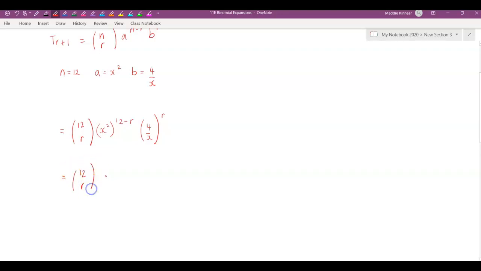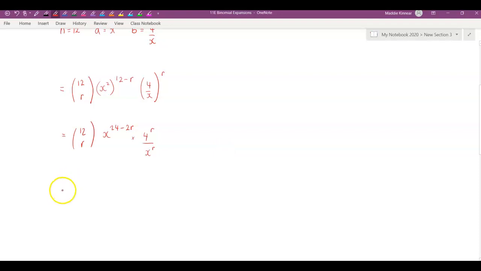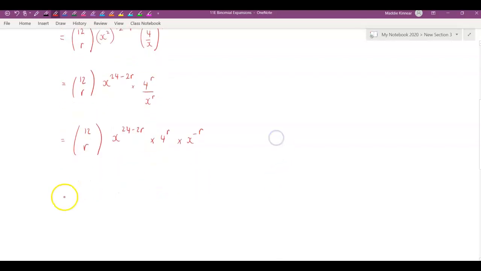So collating this all together, I'm going to expand the power, so I multiply this one, so that'll be 24 take away 2r. And I'm just going to distribute this one to both terms. So this will be times 4 to the r and x to the r. I'm going to rewrite that second one. And we can rewrite this as 4 to the r times x to the negative r, bring the power to the top. And I'm now just going to bring all the constants together.